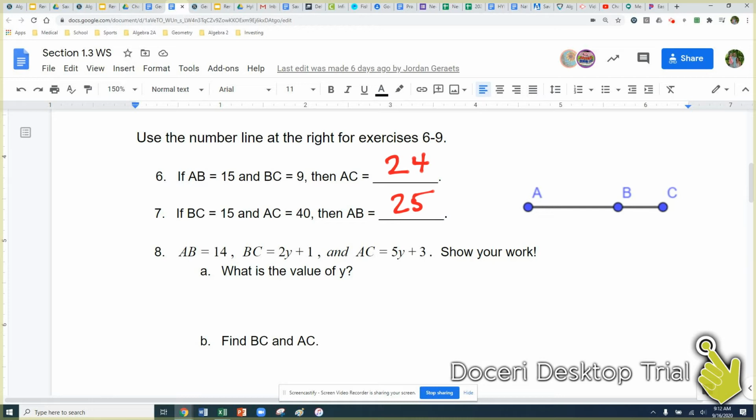So just for visualization, now we've got AB is 14. BC is 2y plus 1. And the last piece of information we've got is AC is 5y plus 3.